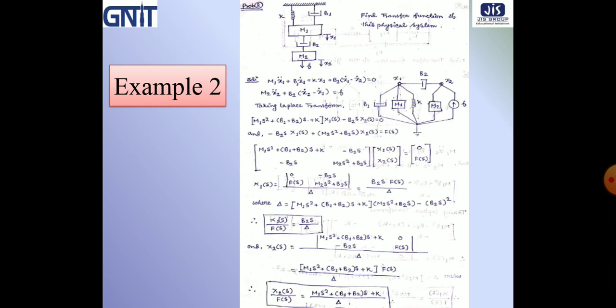So in example 2, just look at the problem. One spring is there, two dampers are there, two masses are there, and one force is applied. For applying this force, the displacement of mass 1 is x1 and the displacement of mass 2 is x2.